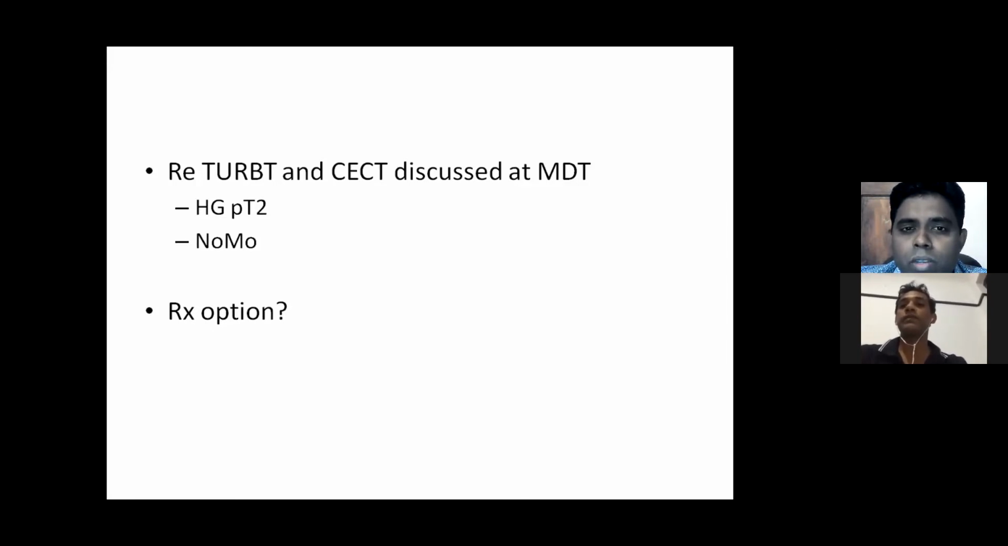So you mentioned you are going to give neoadjuvant chemotherapy. What is the scientific evidence? According to the advanced bladder cancer trial, there's a 5% absolute improvement if you give neoadjuvant chemotherapy. Okay. Suppose you are going to give neoadjuvant. From a surgeon's point of view, what is the problem?